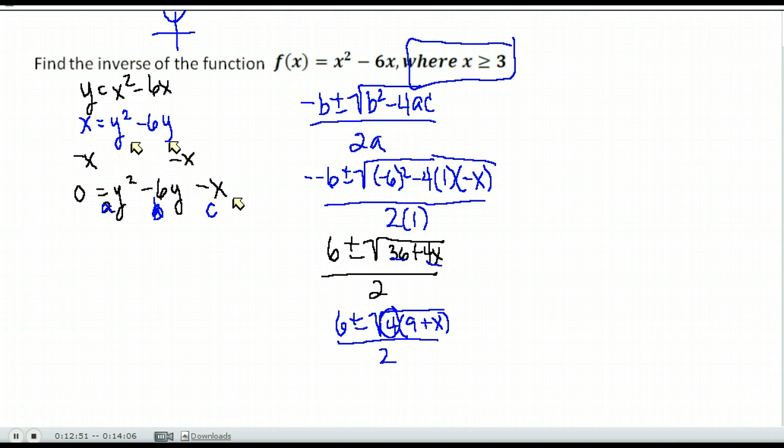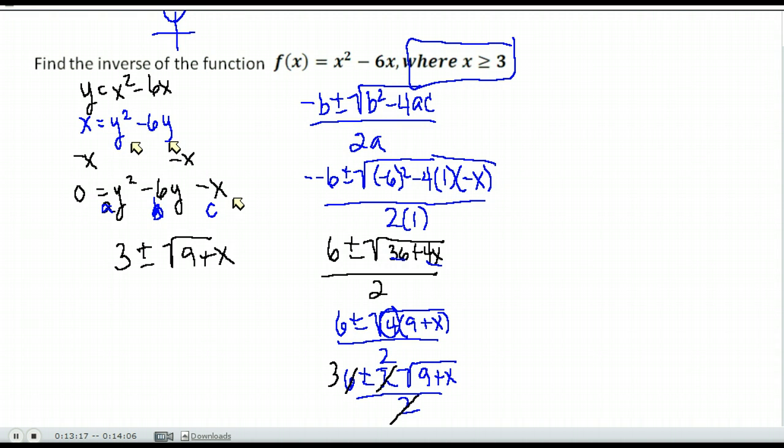Well, I can go ahead and take the square root of 4. The square root of 4 is 2. So now I have 6 plus or minus 2 times the square root of 9 plus x all over 2. And I can reduce this because 2, the denominator, goes into each of these terms. And I finally get 3 plus or minus the square root of 9 plus x.